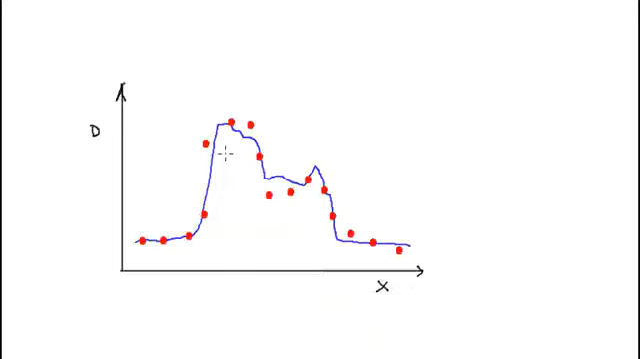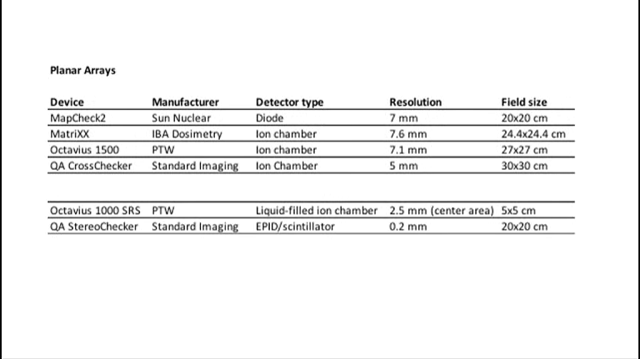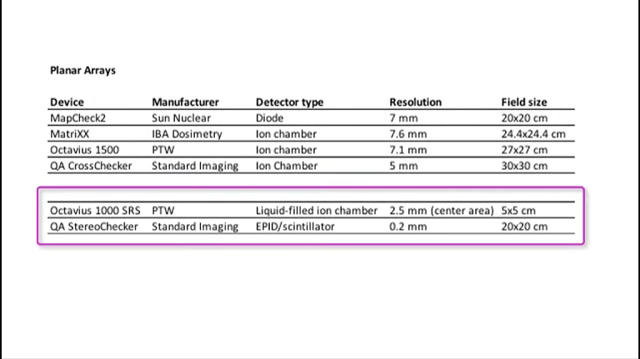Another option is that you can buy specialized array devices that have slightly higher resolution. And here are a couple of those. And those will give you immediate readouts. And again, those would go in some sort of phantom.